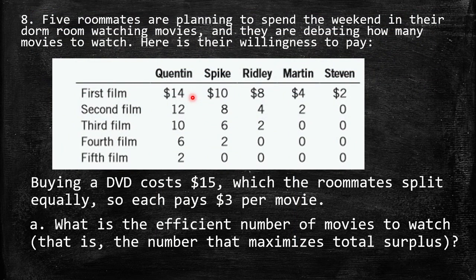8. Five roommates are planning to spend the weekend in the dorm room watching movies, and they are debating how many movies to watch. Here is their willingness to pay. So we have these five friends, and for the first film, Canteen will pay a maximum of $14, Spike $10, and so on, until Steven, $2 for the first film.